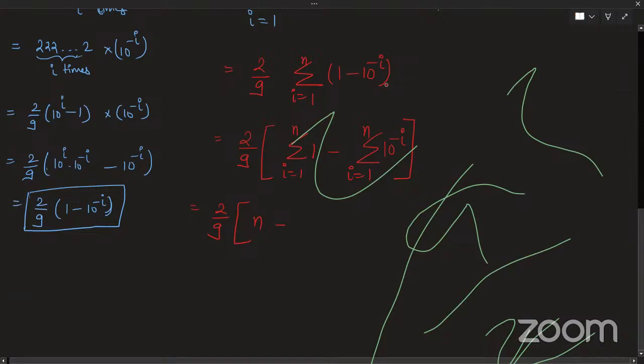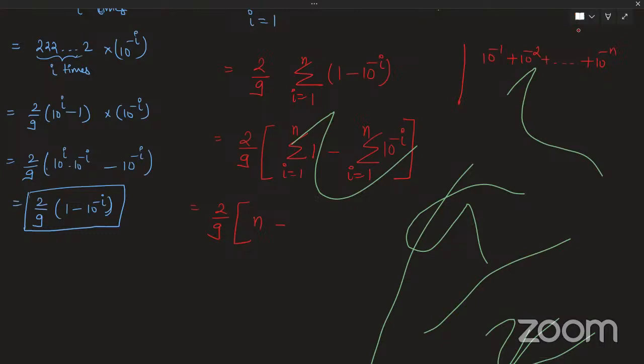And what about the second? It is a bit difficult, but you just need to think how you can approach it. It's a GP, correct. I will expand this GP and write it for you. First you substitute i as 1, then you substitute i as 2, and keep doing that till i is equal to n. This is your GP.